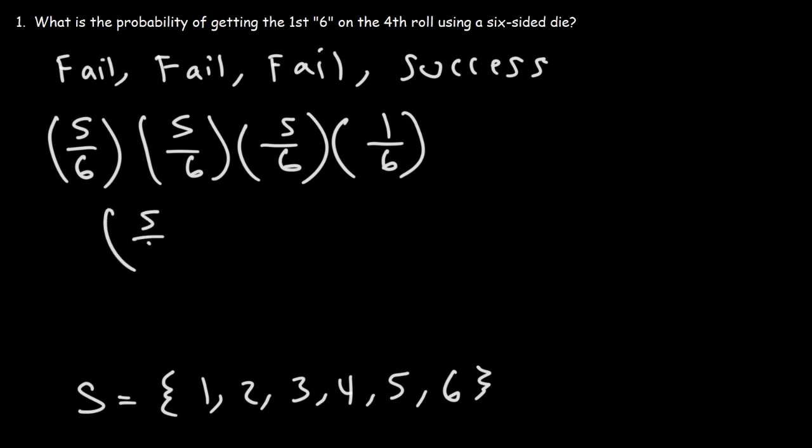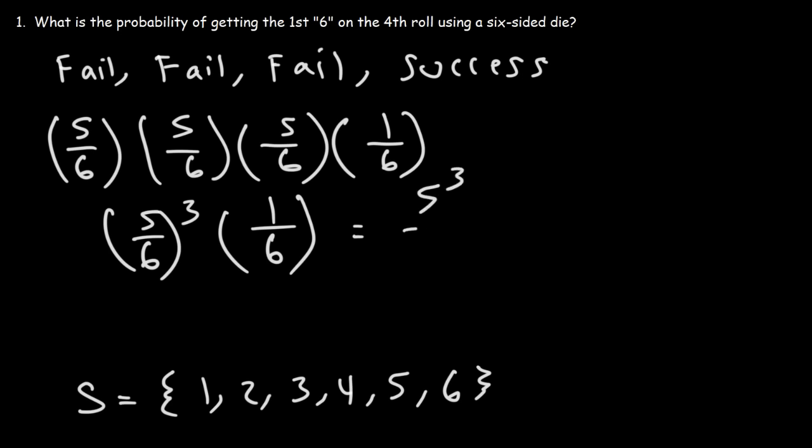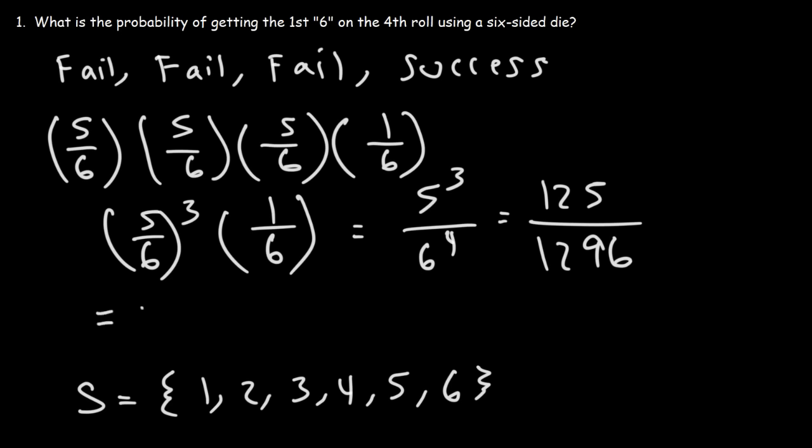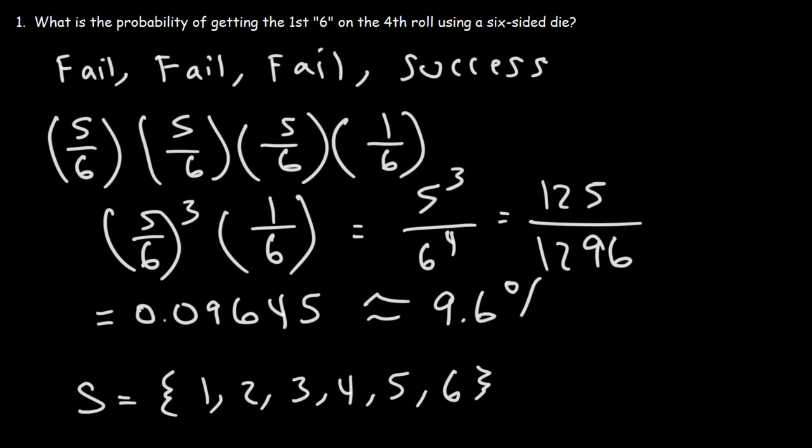So we have 3 fail events, which is 5 over 6 to the third power, times the probability of 1 successful event. So that's 5 to the third divided by 6 to the fourth. 5 times 5 times 5, that's 125. 6 to the fourth is 1296. So if we divide those two numbers, that's going to give us 0.09645. Multiplying that by 100, this is approximately a 9.6% chance that we can get the first 6 on the fourth roll using a 6-sided die.